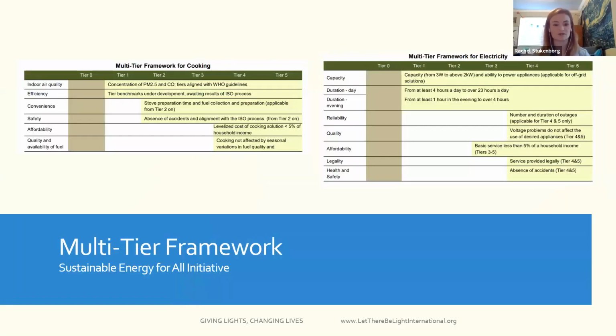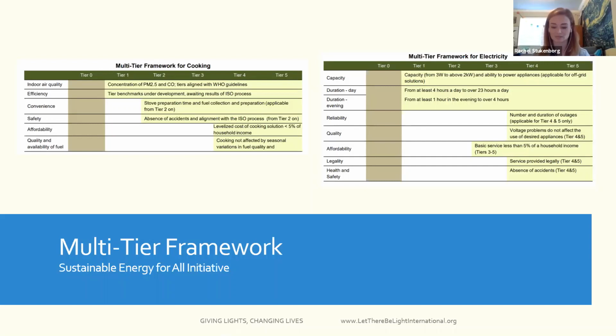And the multi-tier framework is divided into one framework for cooking fuels and one framework for electricity. And I know this is kind of hard to see and the font is small. It's not my intention that you read everything on this slide. I just want to give an idea of what these tiers and frameworks look like.